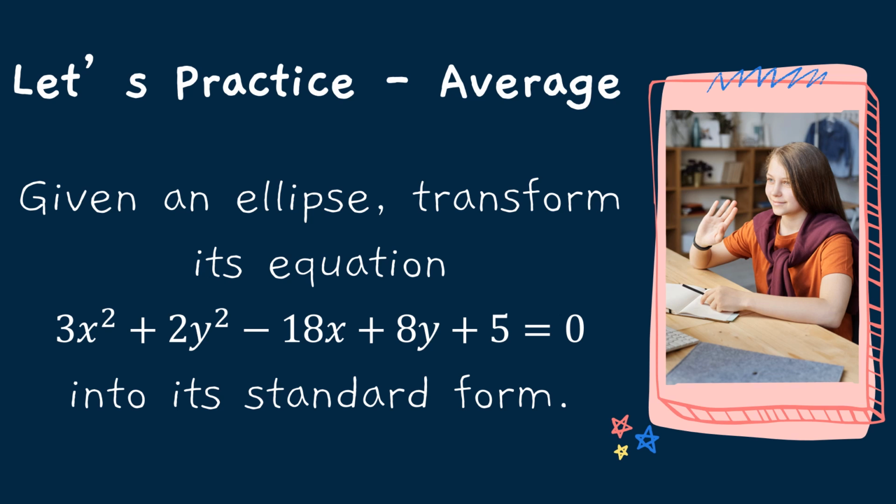Okay? And we can now proceed to our first example, which is, given an ellipse, let us transform the equation into the standard format. So we can see here we have 3x squared plus 2y squared minus 18x plus 8y plus 5 is equal to 0 into standard form.